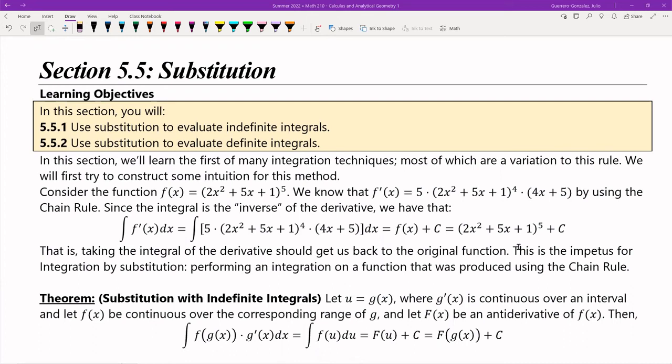Hello, everyone. This is the lecture for section 5.5, substitution. In this section, this is going to be the very first, the most basic integration technique that we're going to be covering, at least in Calc 1. This integration by substitution is going to keep going. It's going to happen even more once you get into Calc 2, okay?